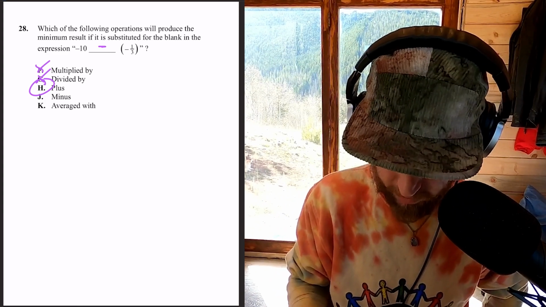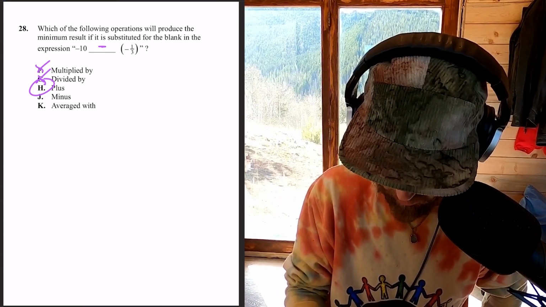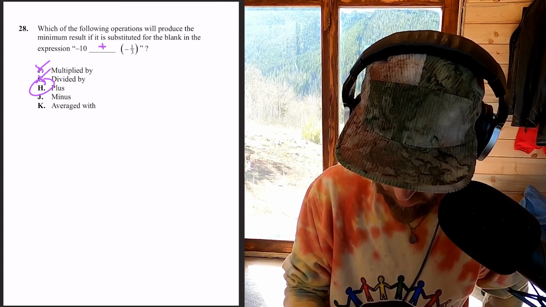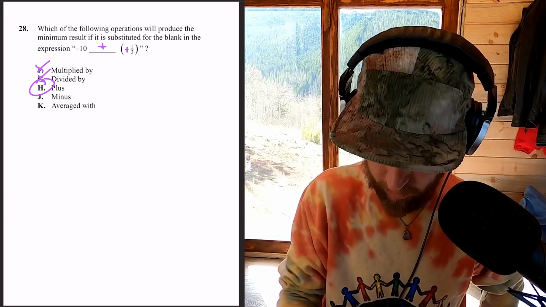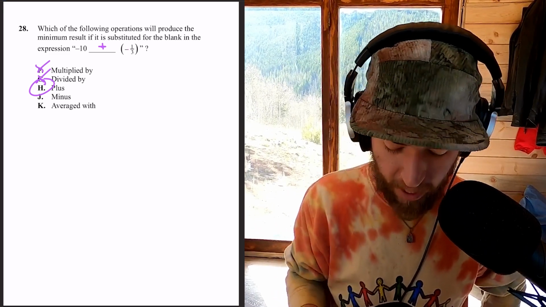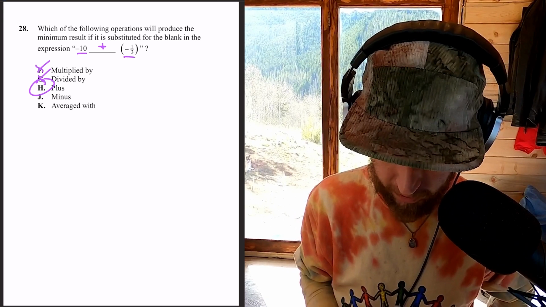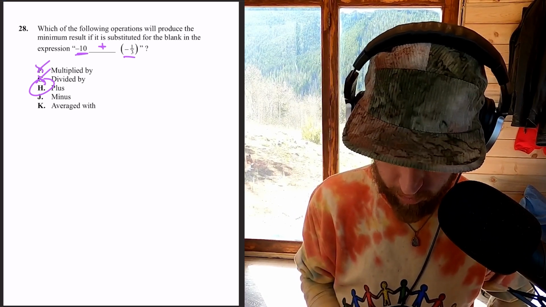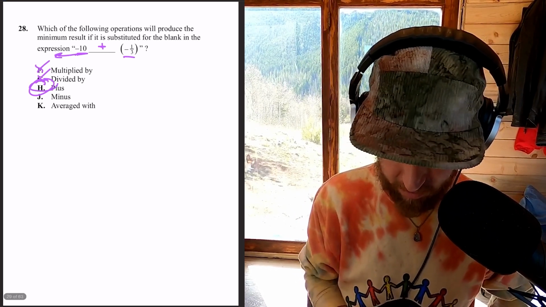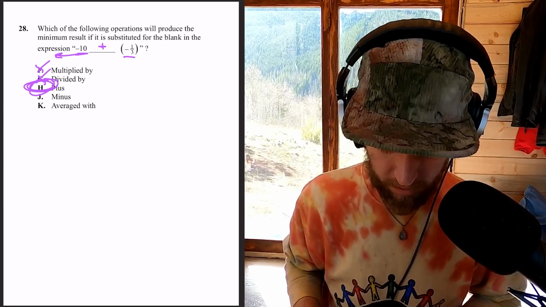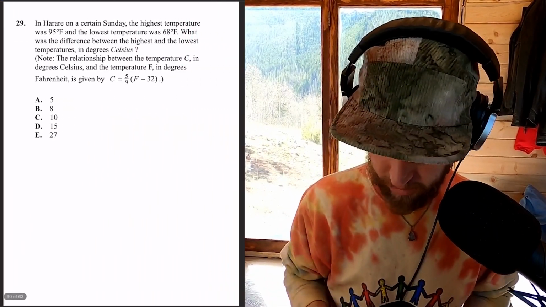So if we put a minus here, this would actually turn into a -10 plus positive 1/3, double negative stuff. We don't want the number between -10 and -1/3. We want the number that's -10 and then an additional -1/3. So I'm feeling good that it's plus. I don't know if a question like that would actually show up on the ACT.